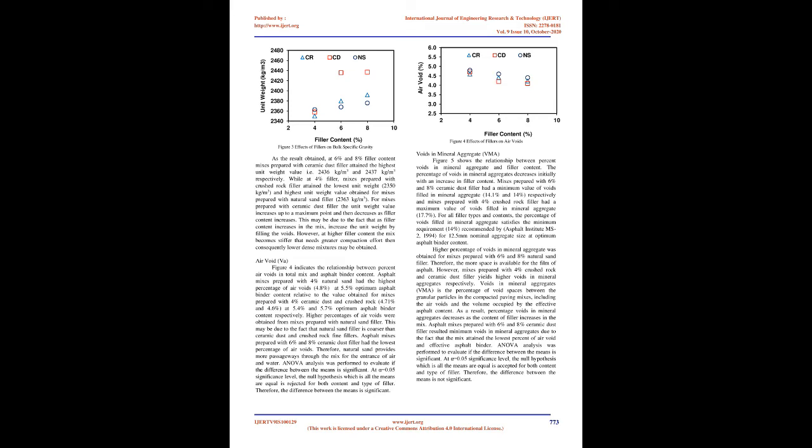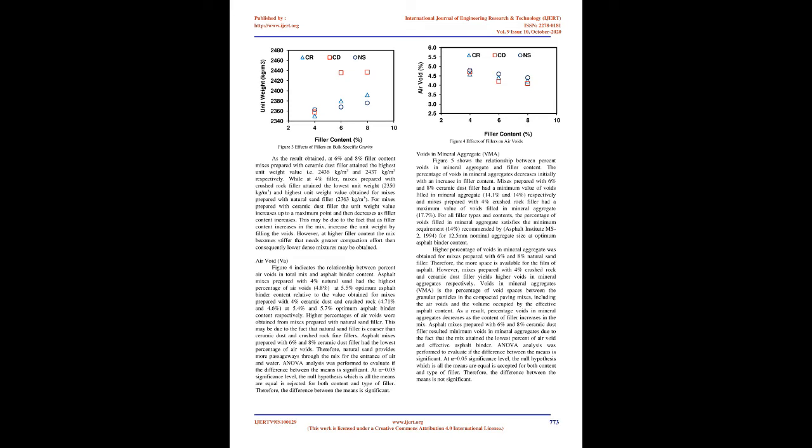Asphalt mixes prepared with 4% natural sand had the highest percentage of air voids, 4.8%, at 5.5% optimum asphalt binder content, relative to the values obtained for mixes prepared with 4% ceramic dust and crushed rock, 4.71% and 4.6%, at 5.4% and 5.7% optimum asphalt binder content respectively. Higher percentages of air voids were obtained from mixes prepared with natural sand filler.